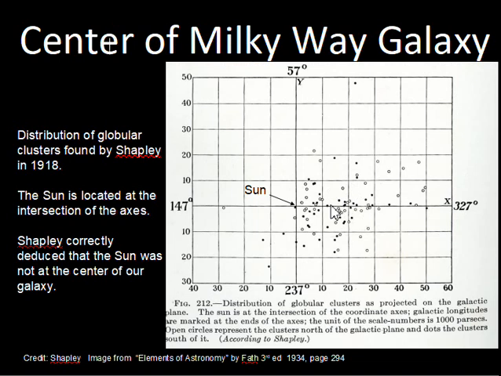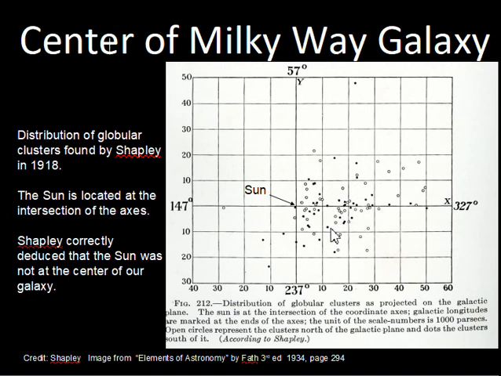Shapley assumed that the globular clusters were orbiting the center of the Milky Way galaxy. So he was able to conclude that the center of the Milky Way galaxy is roughly in this position. The numbers down here are in kiloparsecs, but the scale is wrong for a couple of reasons. Shapley didn't correctly know the type of variable star he was studying, and did not know about dust obscuring and making the stars look dimmer.